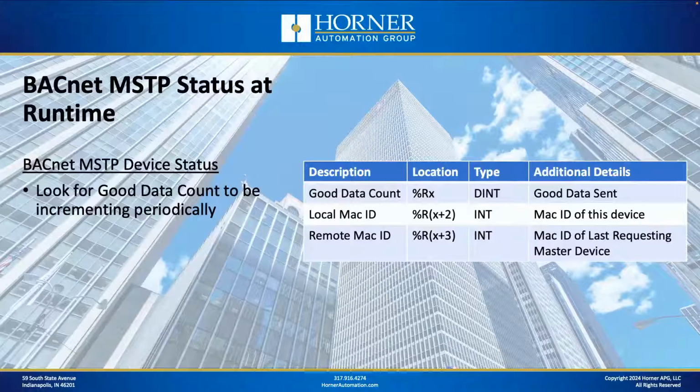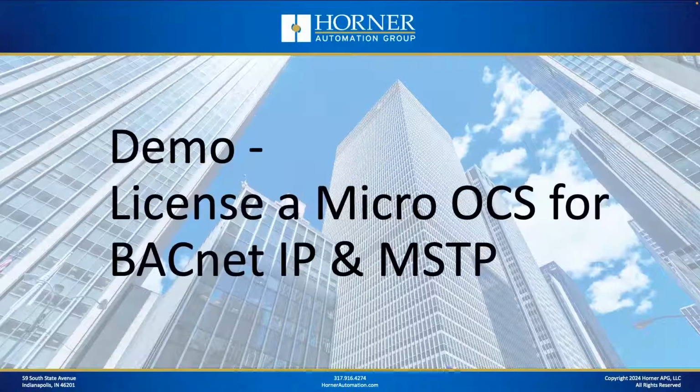Oh, actually, we have one more thing I wanted to show you. For those of you that have a micro OCS in hand and you'd like to license it for MSTP, it's a very modest cost. I think we're talking $50 or $100, so it doesn't cost a whole lot to add that capability to your existing unit. Or, of course, if you don't have a unit in hand, you can order one from the factory with a -444 part number extension, again, for a very modest increase.